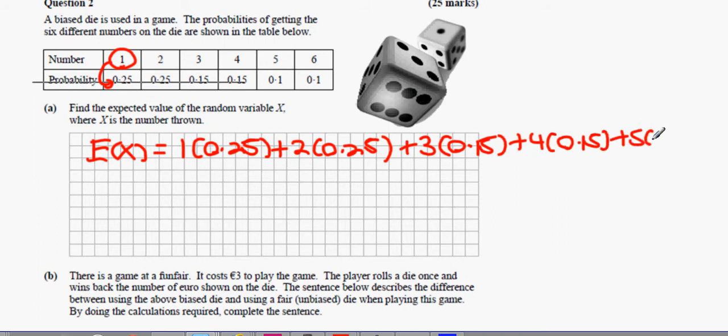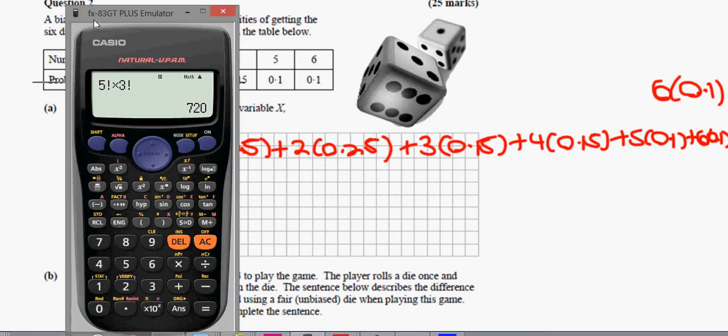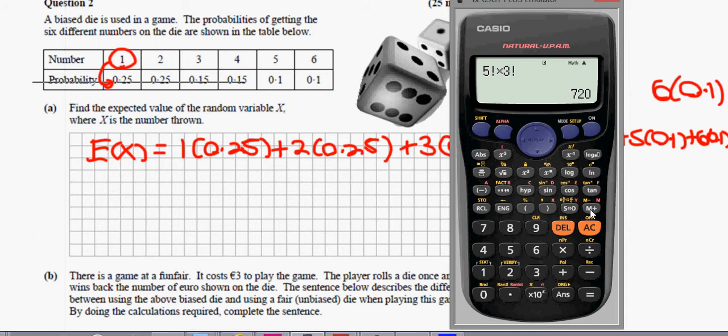5 times 0.1, plus 6 times 0.1. Yeah, that's 6 multiplied by 0.1 at the end there. Okay, so all you've got to do is just enter this into the calculator and see what you get.